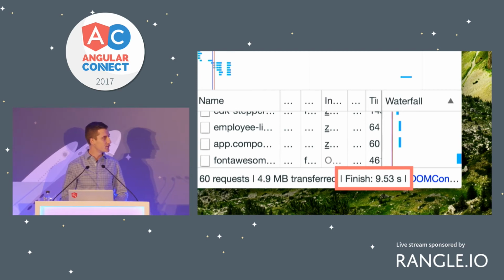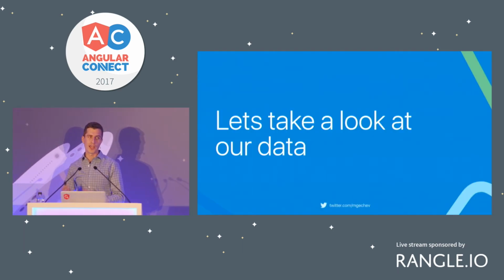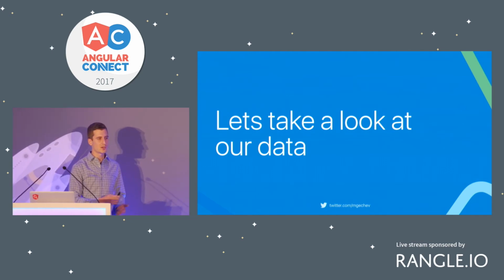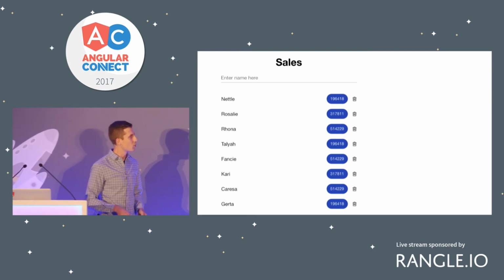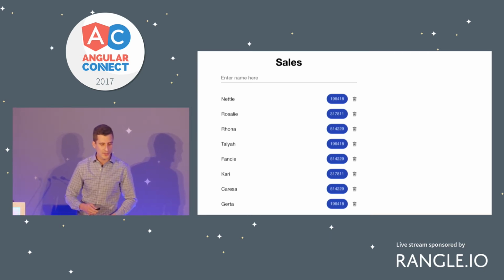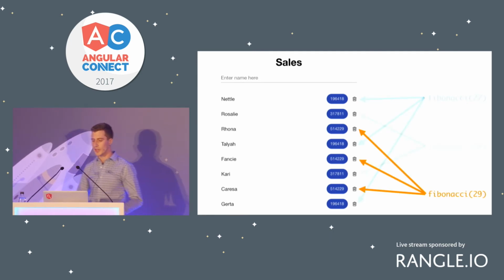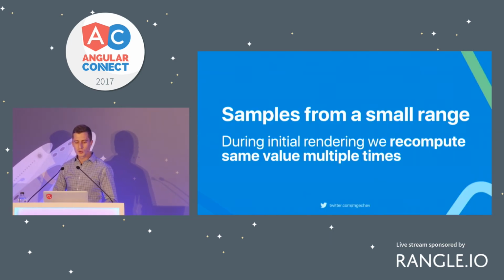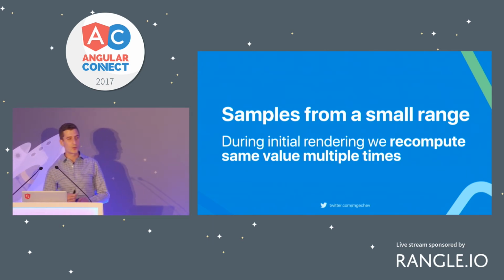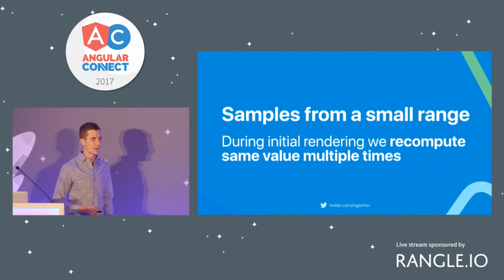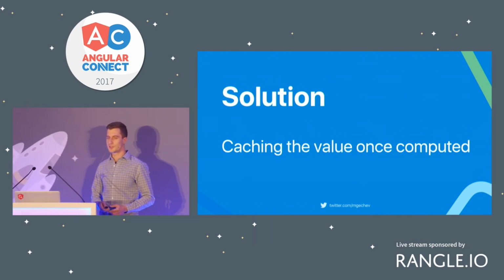In order to optimize this, we can take a look at our data. So this is not a silver bullet, which is going to work for any application, but usually getting familiar with our data is going to help us to do that. In this case, we can notice that we have employees with very similar performance data. We have Fibonacci of 27, Fibonacci of 28, and 29. So in general, we can conclude that we have samples from a very small range, and during the initial rendering, we recompute the same data multiple times. Well, the solution is just applying caching in this case.